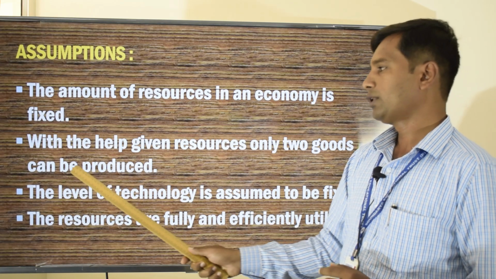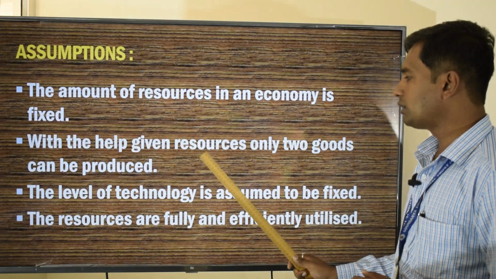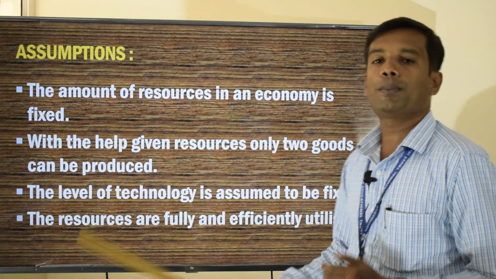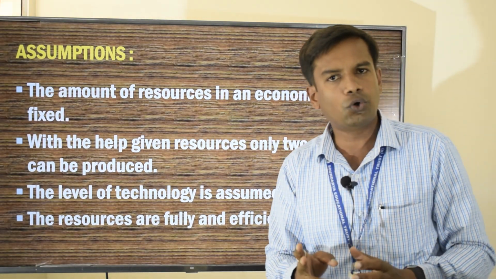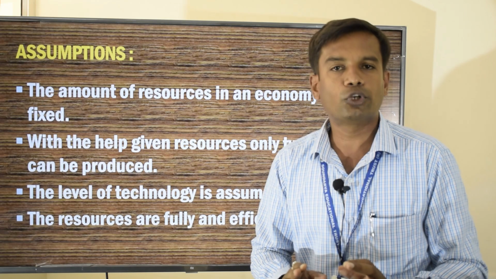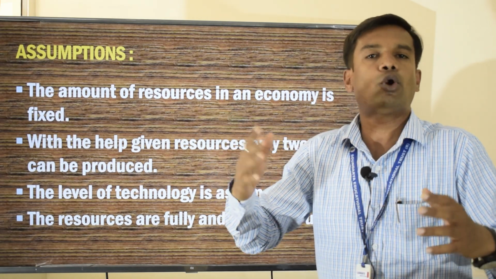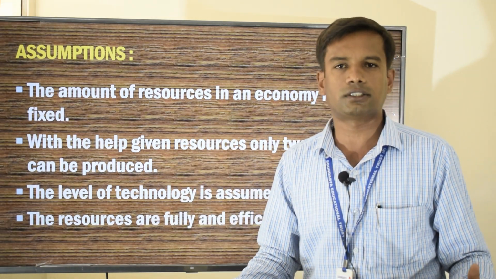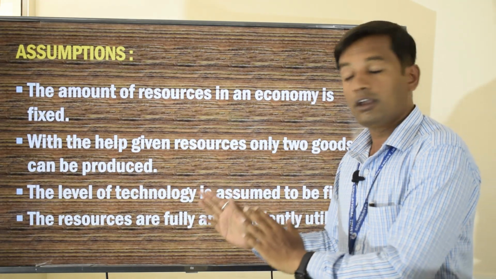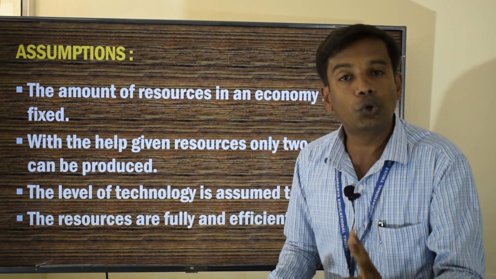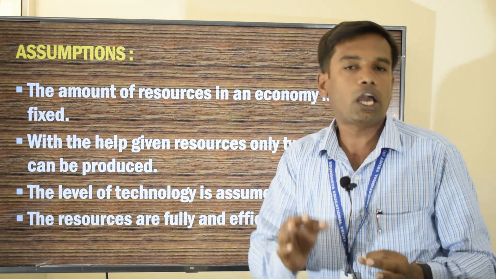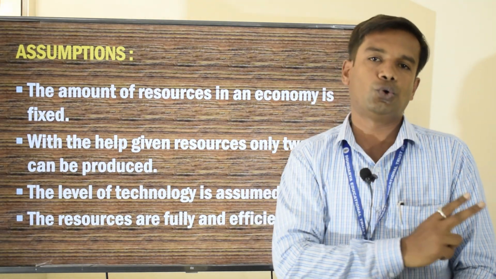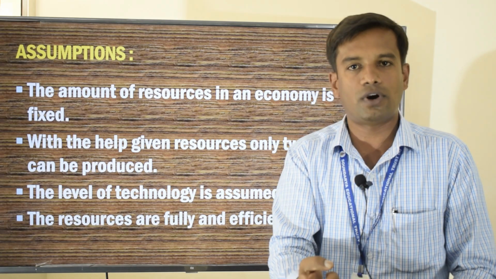Point 2. With the help of given resources, only two goods can be produced. You can ask the question, sir, can we produce only two goods? No. It is highly impossible. We can produce many types of goods and services. But here we are assuming only two goods. Why is it so? Because for our simple understanding, an economy can produce only two goods. You will come to know afterwards.